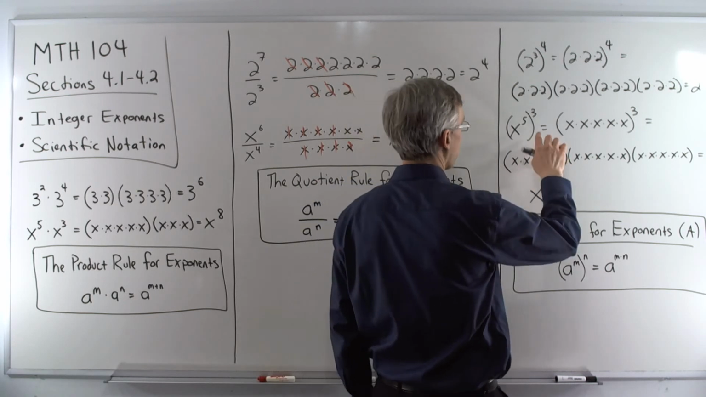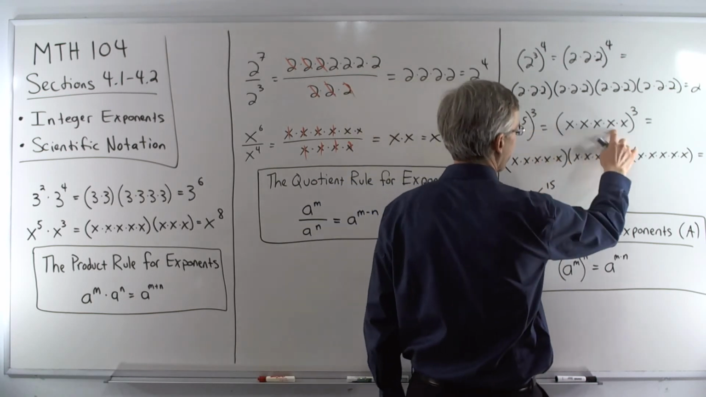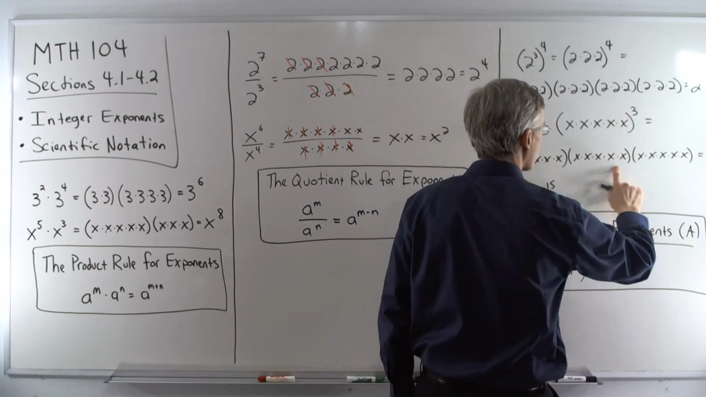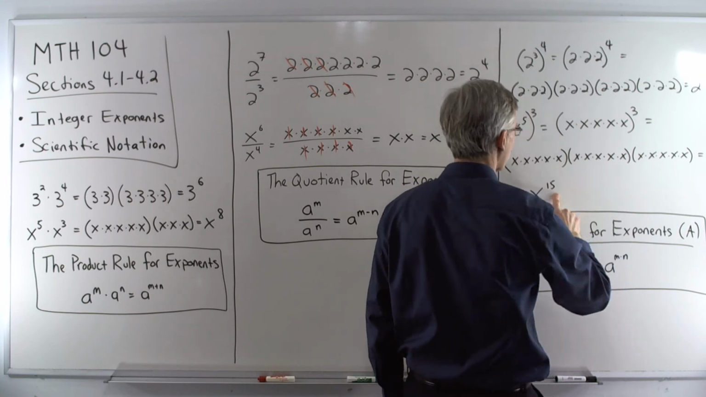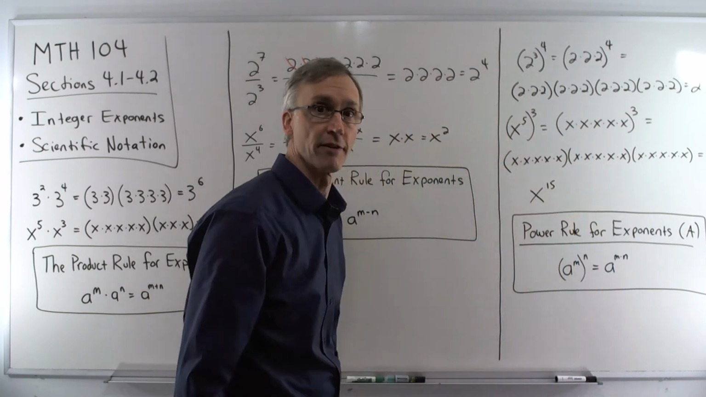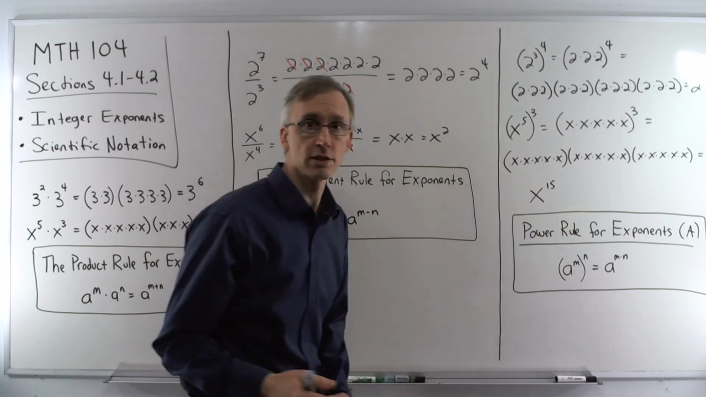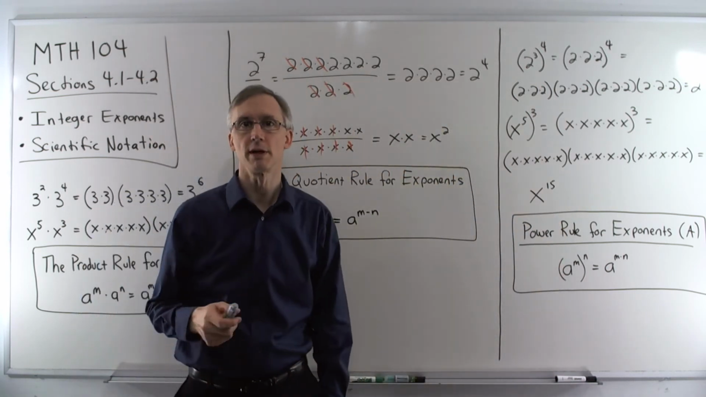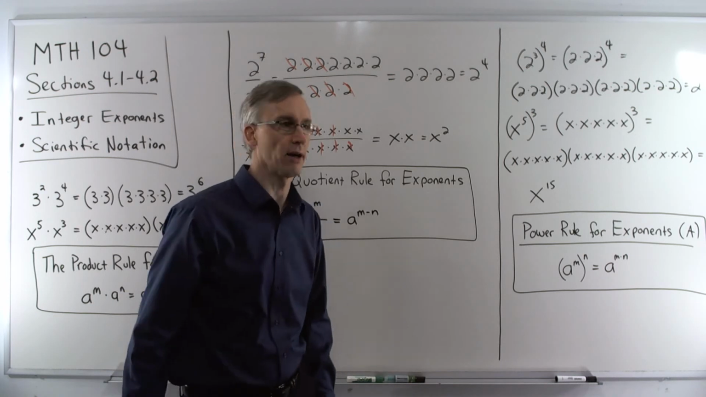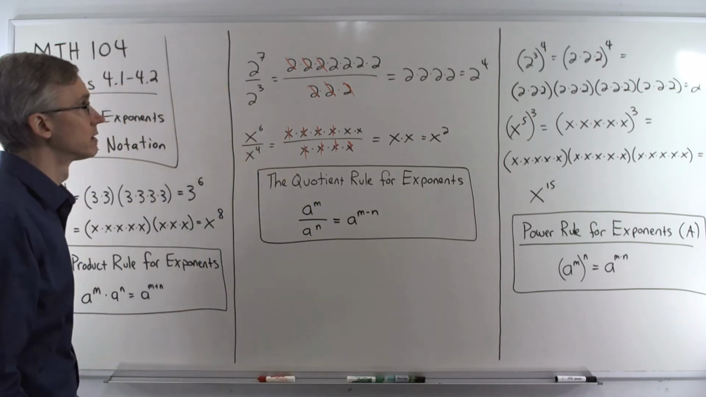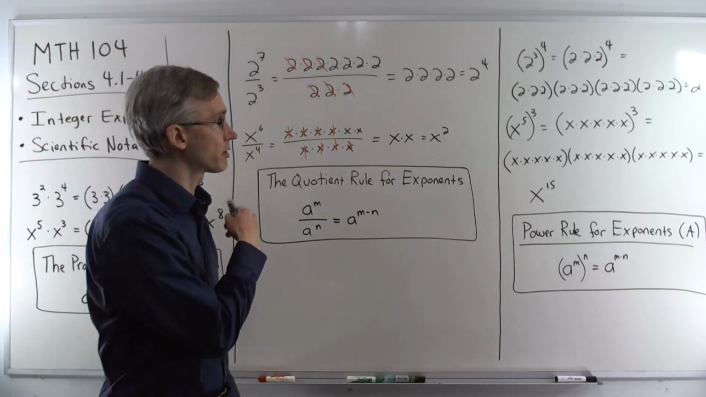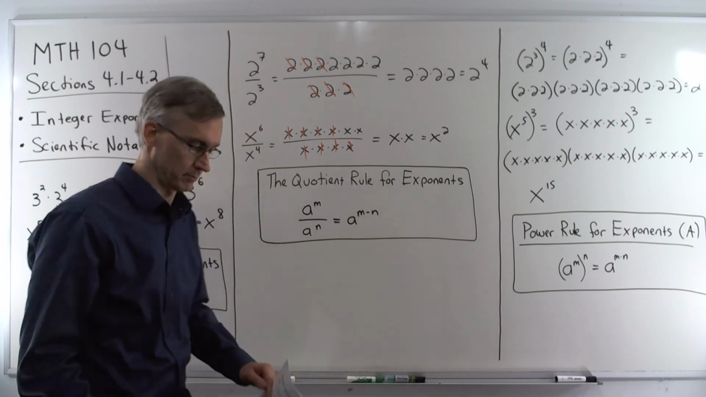Same thing works with variables, x to the 5th to the 3rd. That's 5 x's to the 3rd power. So 3 of those, or we have 15 x's. So that's x to the 15th power. So 5 times 3 gives us 15. These are some of the most important rules of algebra, so make sure you have these formulas down. And if you ever forget, just use the definition of exponents, expand them, and you can figure them out.